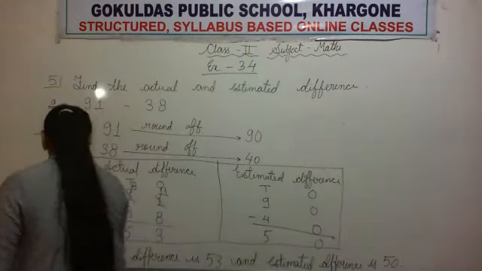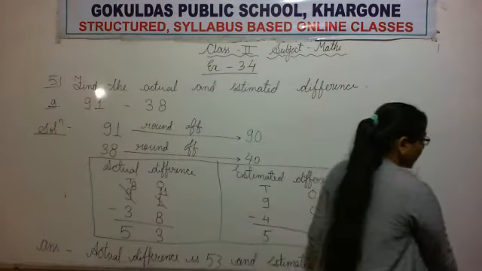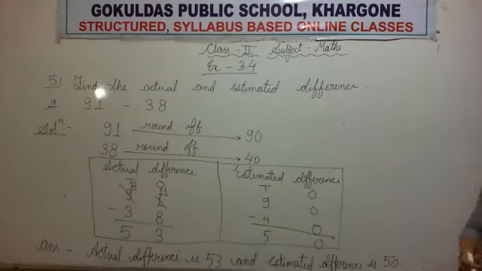So this is how we are done with the question. Okay. All of you now note down this question with the solution. First of all, we rounded off both the numbers. Then with the actual numbers we found the actual difference, and with the rounded off numbers we found the estimated difference. And then in the answer we wrote both the things, estimated difference and actual difference. Note it down quickly.